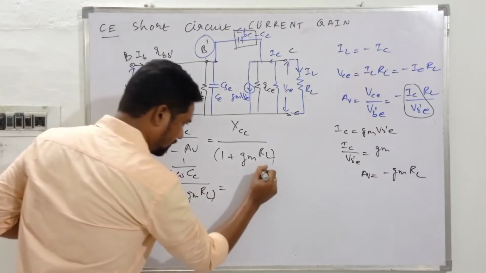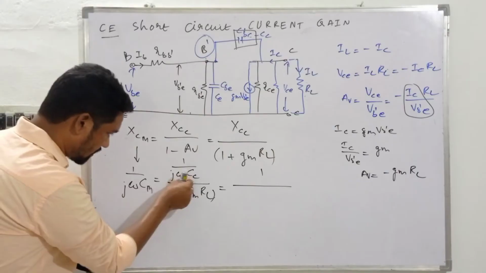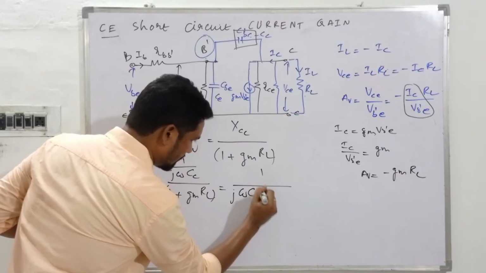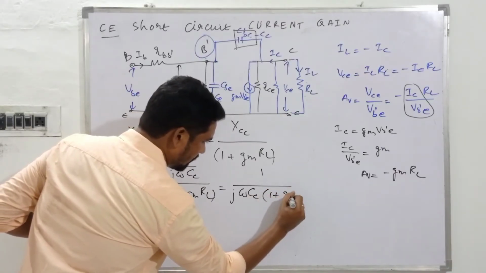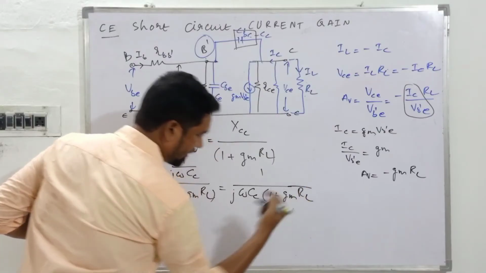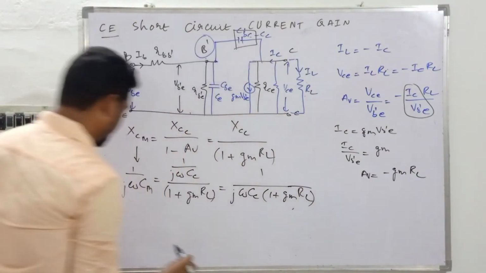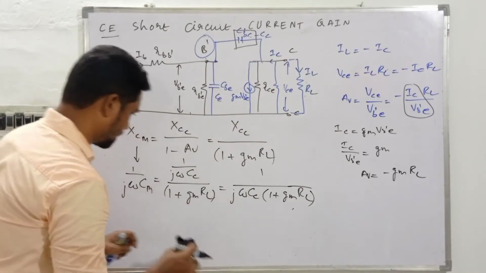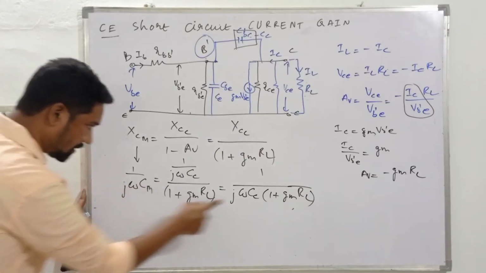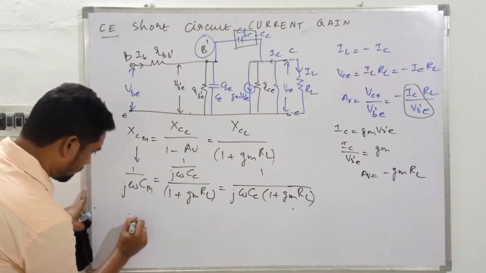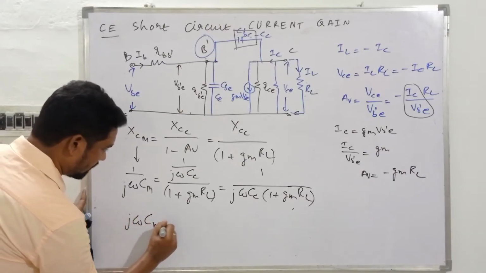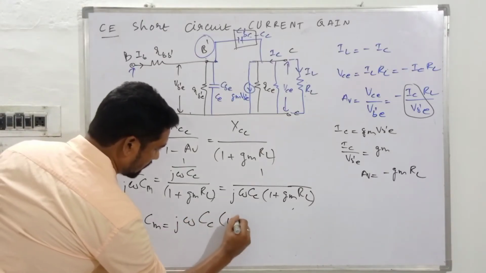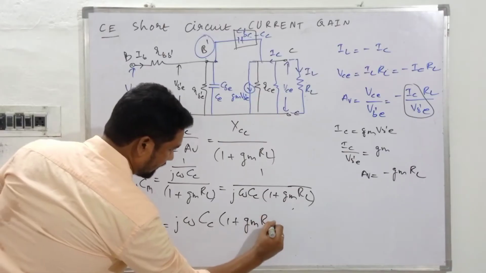Okay, so a small simplification, this comes down, isn't it? Rearranging this one, this comes down. So what do we have? J omega CC into 1 plus GM RL. What is RL over here? The load resistance. Okay, so GM, right? So guys, this is clear, isn't it? So this will be equal to this, and what will be the reciprocal? J omega CM will be equal to J omega CC into 1 plus GM RL.